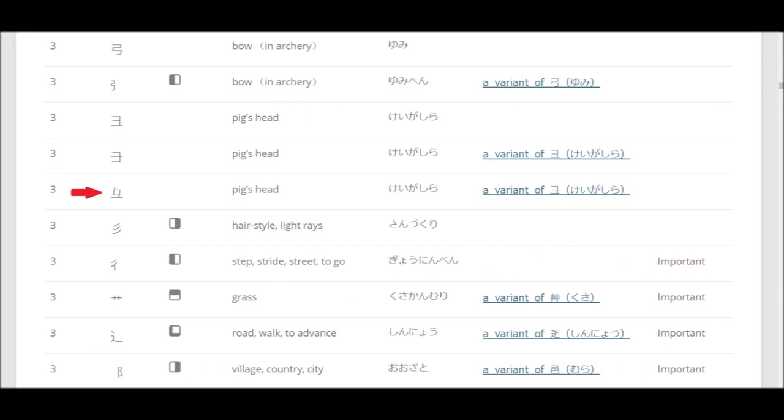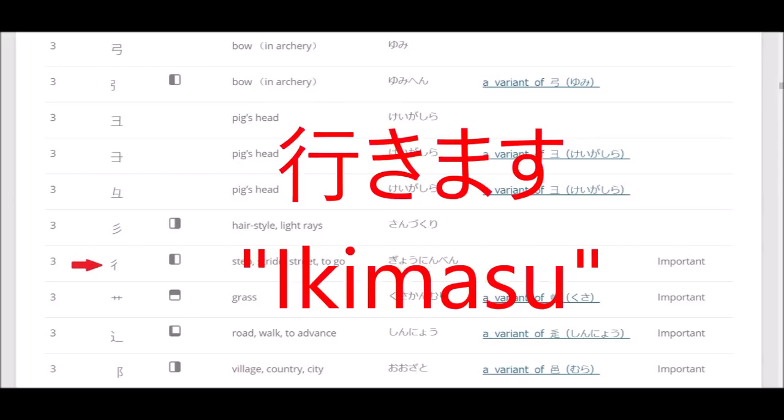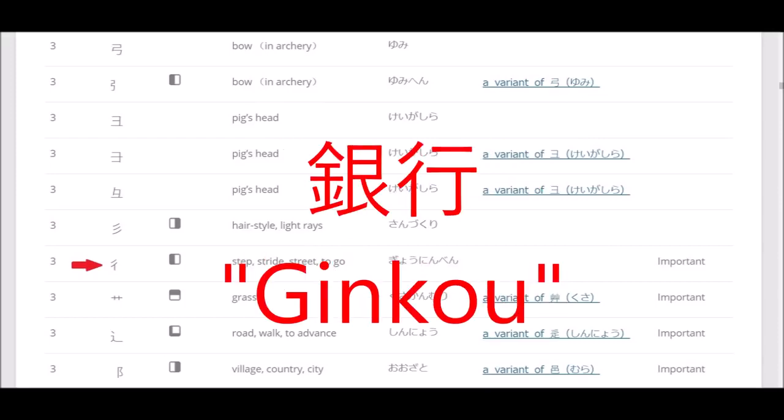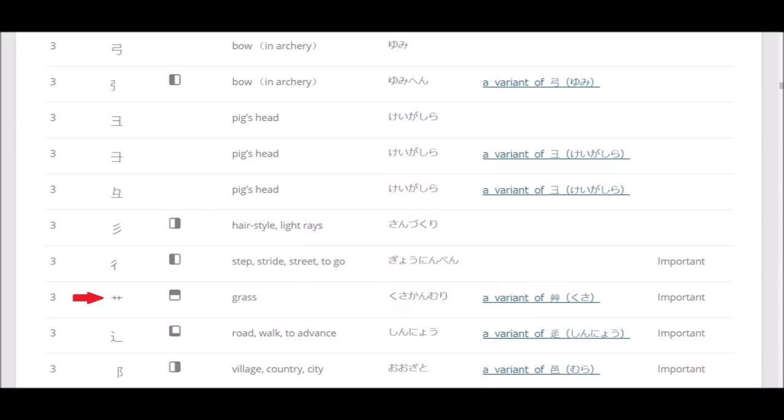Moving on, keigashira, again, pig's head. Just a different version of pig's head. Then we have sanzukuri, which is a hairstyle or light raise. And then we have gyonin ben, which is a step, stride, street, or to go. And yeah, it's the radical used in the kanji ikimasu, which is to like go places. And also that same kanji is a second kanji in ginko, which is bank, as in place you keep your money. Kusakamuri, which is grass, and yes, very important.